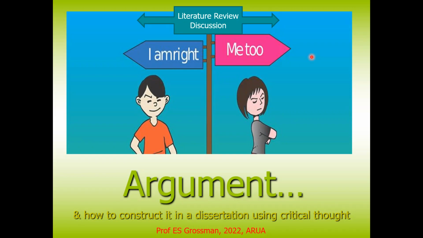This talk is about argument, scientific argument, and how to construct it in a dissertational thesis using critical thought. Now, normally, scientific argument, which is not argument the way we know it, where you're fighting and swearing and fisticuffs, a scientific argument is a reasoned debate about a topic. You normally use it in your literature review and in your discussion, in your thesis.